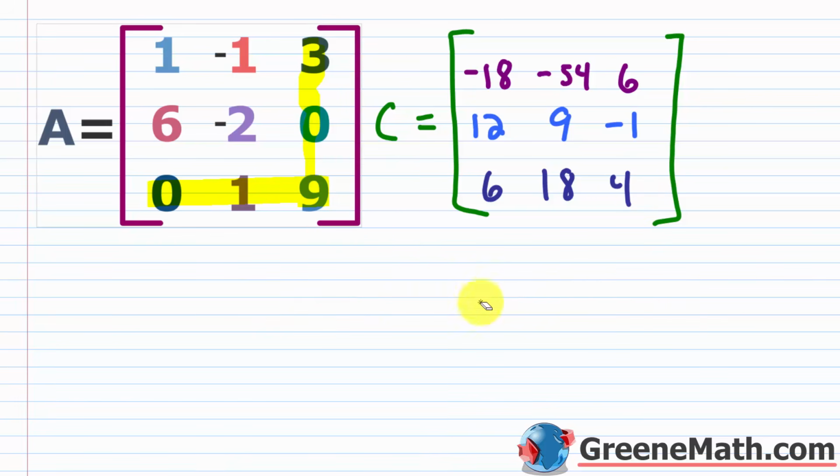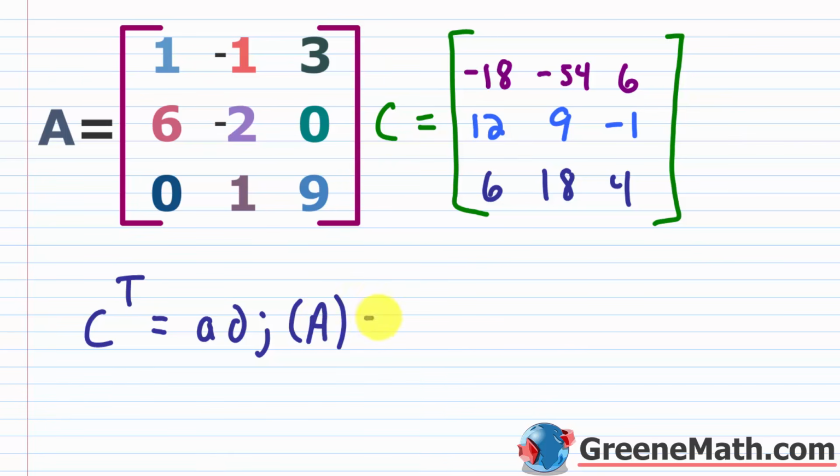So let's erase this. So now we have a matrix of cofactors, and what we want to do is find the transpose of this guy, and that's going to give us our adjoint. So you can say C transpose is equal to the adjoint of your matrix A, and this is equal to, again, you can just take the first row and make it the first column, or you can take the first column and make it the first row. Let's do it a little differently. So let's take the first column and make it the first row.